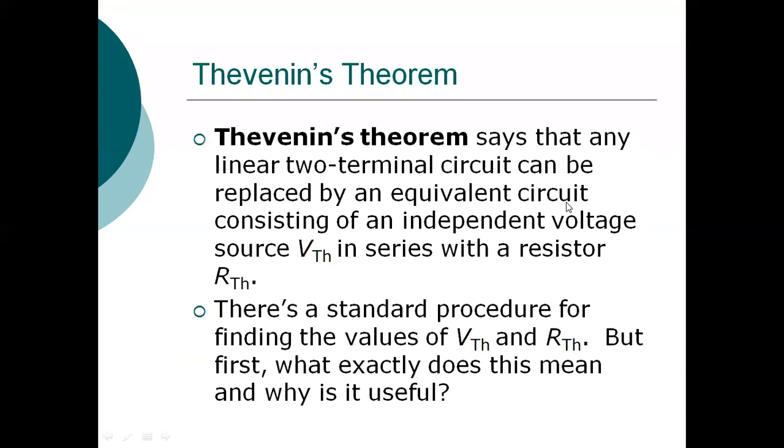The statement of Thevenin's theorem is that any linear two-terminal circuit can be replaced by an equivalent circuit consisting of an independent voltage source VTH in series with a resistor RTH. There is a standard procedure for finding the values of VTH and RTH. But first, we need to study what exactly this means and why it is useful.